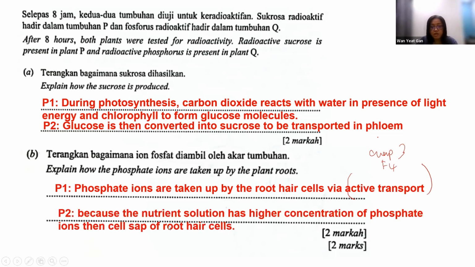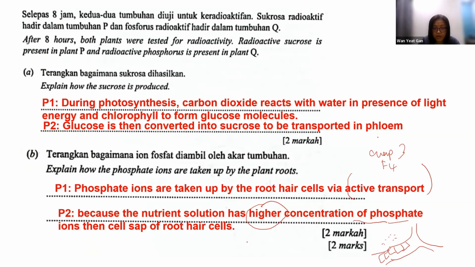So the nutrient solution in the soil is higher. The concentration of phosphate is higher because you add phosphate ion in the soil. So the surrounding soil water is high in the concentration of phosphate ion. Okay. However, the cell of the root hair has an even higher concentration of the ion.